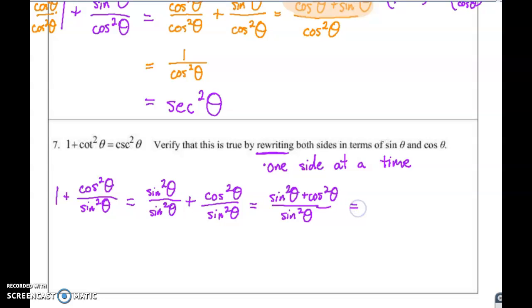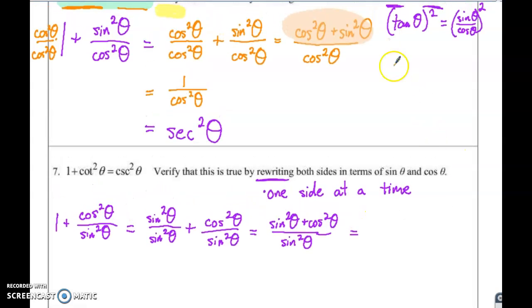I don't know if this is an issue for anybody either, but remember, addition is commutative, so it doesn't matter if you say cosine squared plus sine squared. That's the same thing as sine squared plus cosine squared. So the numerator is equal to 1 based off of our work from number 6 and number 5, I believe, if I remember the numbers. And the whole premise of this is then 1 over sine squared is equal to cosecant squared of theta.